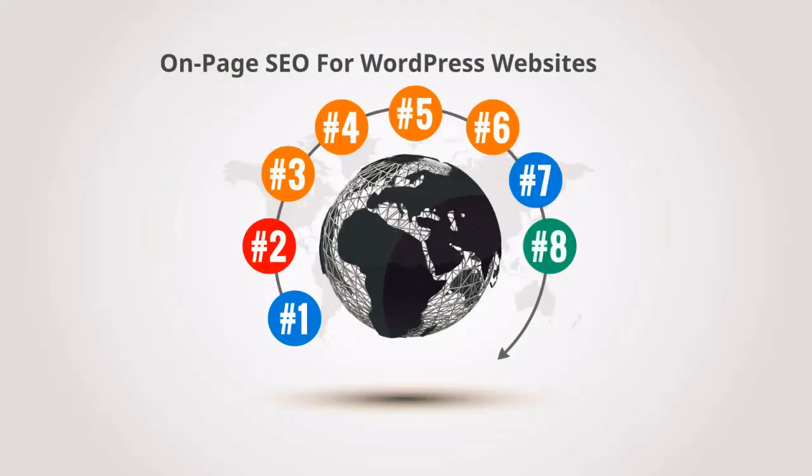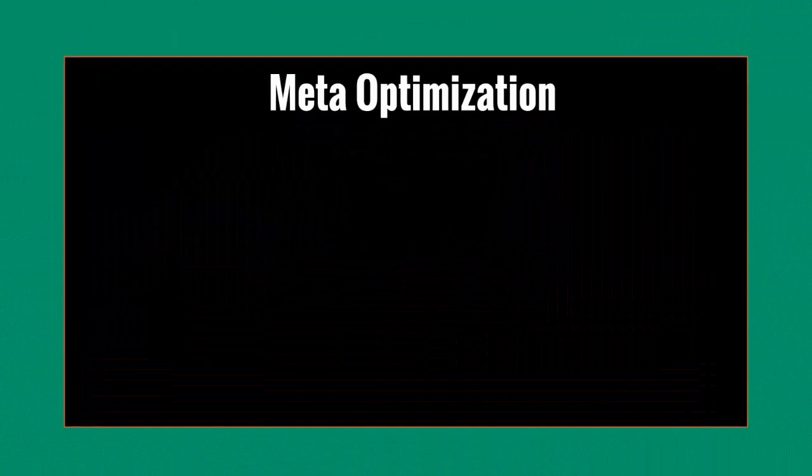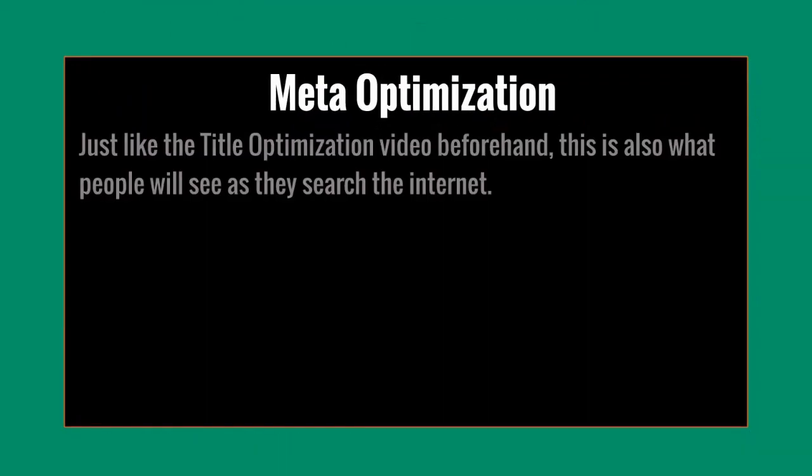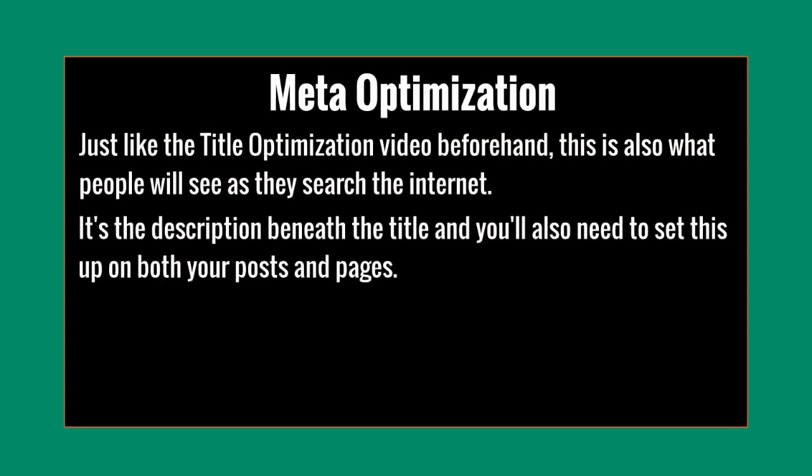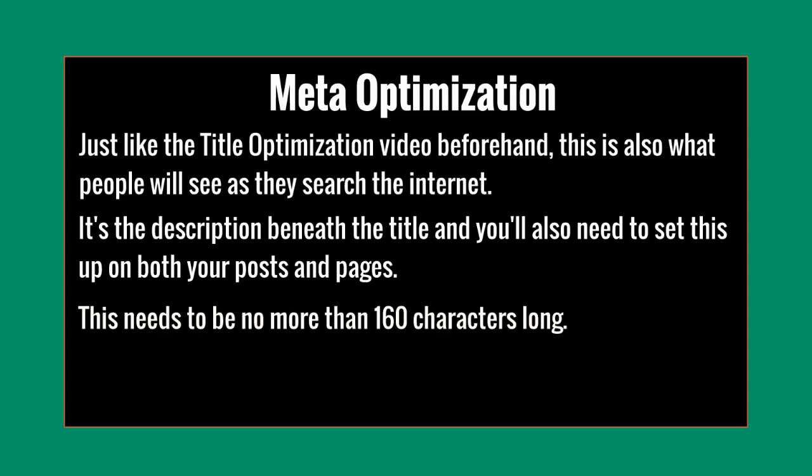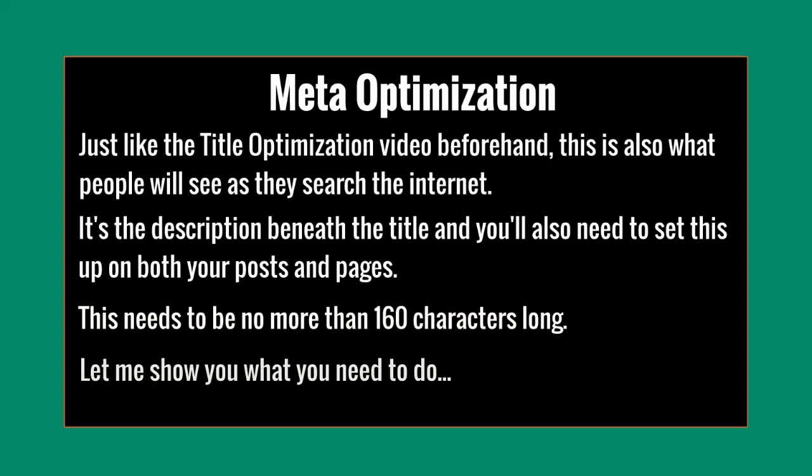Okay, so this is video number 8, and we're gonna dive straight in and talk about meta optimization. So this is the description that is gonna show up on the search engines. Just like the title optimization video beforehand, this is what people are gonna see in this search engine when they search the internet for a specific keyword. So in other words, it's the description beneath the title, and you're going to need to make sure that this is set up both in your posts and your pages. And this needs to be no more than 160 characters long. So let me show you what you need to do.